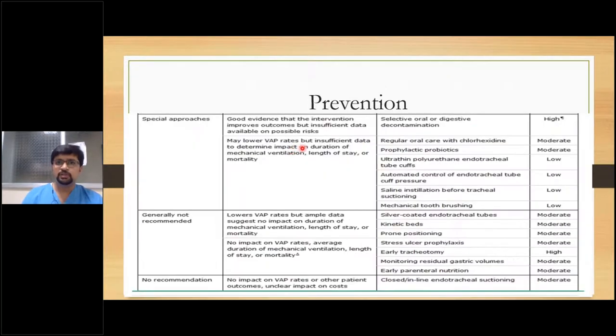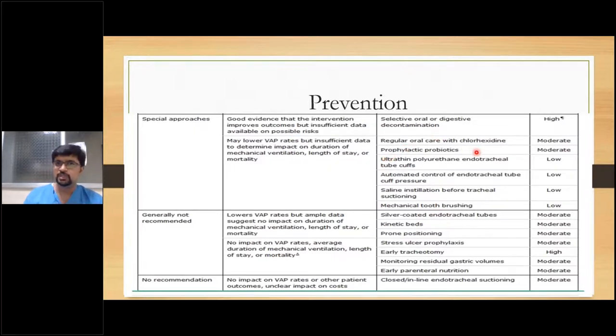Special approaches that can be done is selective oral or digestive decontamination. So there are instances we end up sterilizing or decontaminating our oral or digestive area. It is basically oral hygiene. And sometimes in cases like hepatic encephalopathy, we end up giving rifaximin and other things so that there is some sterilization of the GI organisms also. So other special approaches would be regular oral care with chlorhexidine. I think so.